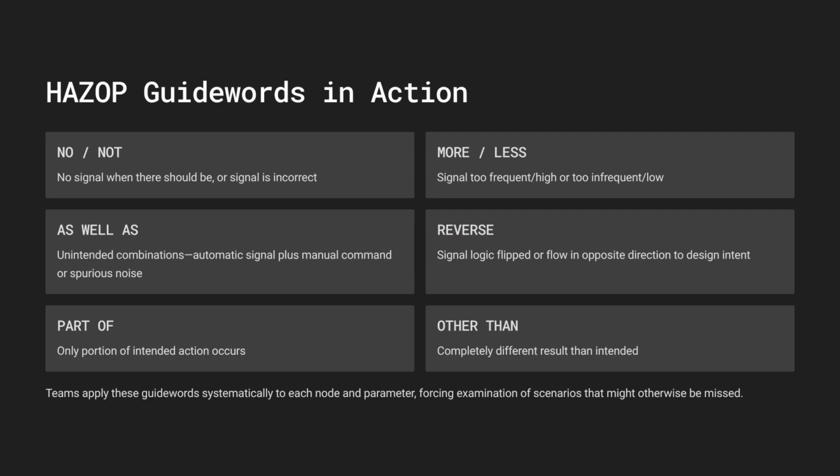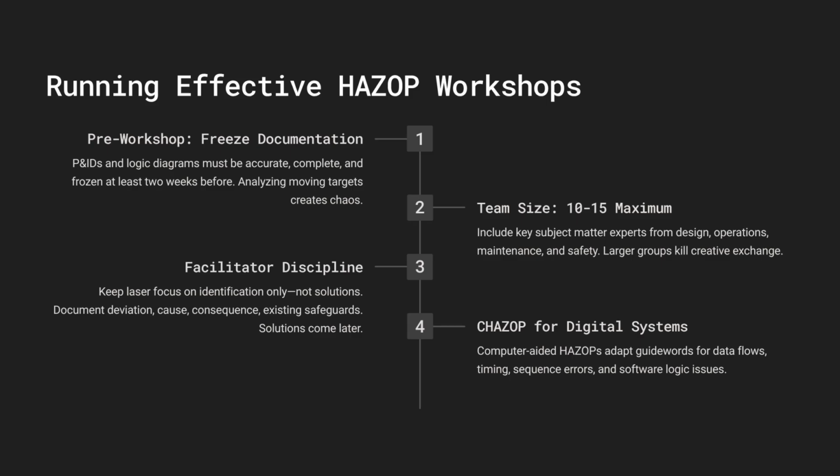But you stress that the success of a HAZOP really depends on how the workshop itself is run. Oh, absolutely critical. Cannot be overstated. Two things are vital before you even start. First, the documentation, the P&IDs, the logic diagrams, whatever describes the design intent at that node must be accurate, complete, and frozen, usually at least 2 weeks before. Frozen? Why frozen? Because trying to HAZOP a design that's still changing is like trying to hit a moving target. It's chaos, completely useless.